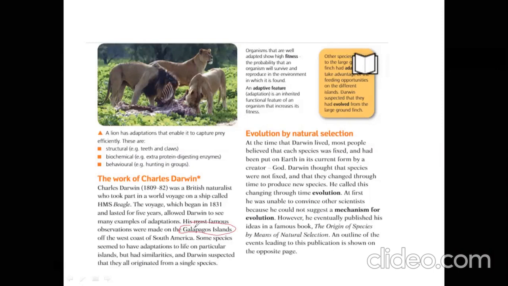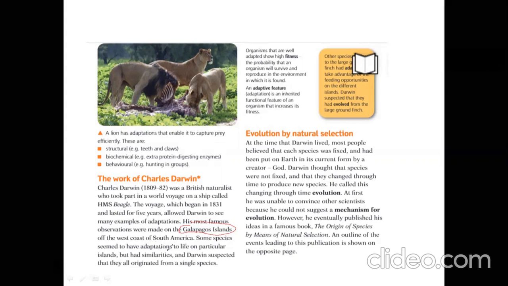So he found differences between species, right? Some species seem to have adaptation to life on a particular island. He found differences between organisms. Especially he studied birds at that time, and he found that one bird was shaped differently from another, especially the beak of the bird, right? There was a little bit of differentiation.